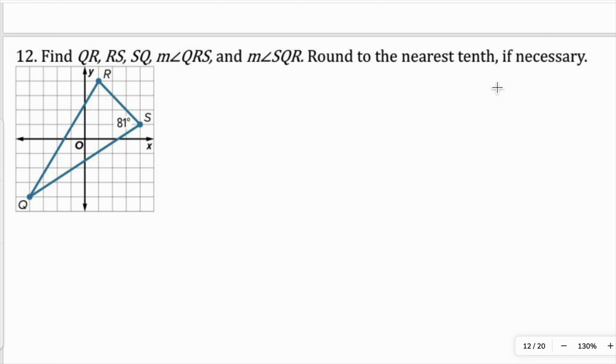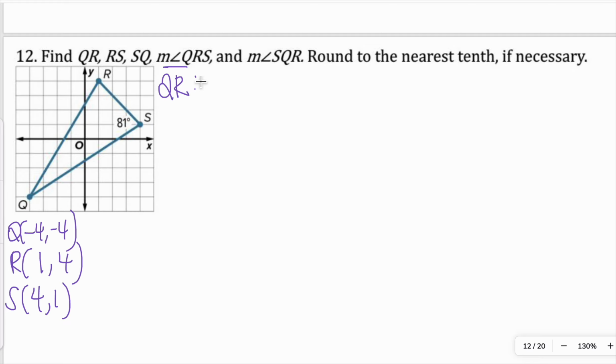All right, let's go on the back and do some real math here. Find QR, RS, SQ, and then the measure of angles QRS and SQR. So just basically all the missing pieces. What we'd want to do here is first talk about my points. Q is at -4, -4. R is at 1, 4. And S is at 4, 1. So I'm going to use these and use the distance formula for each one. We'll start with QR. It says round to the nearest tenth if necessary.